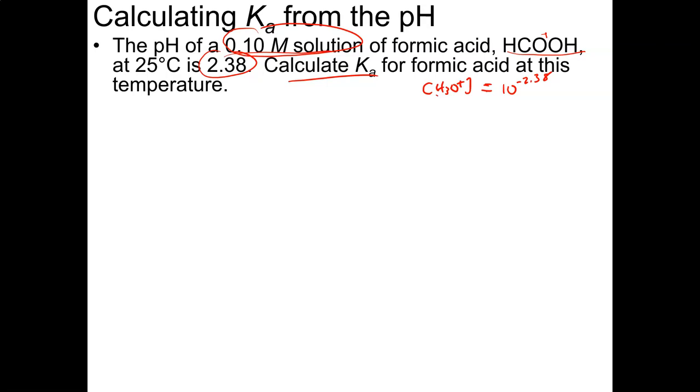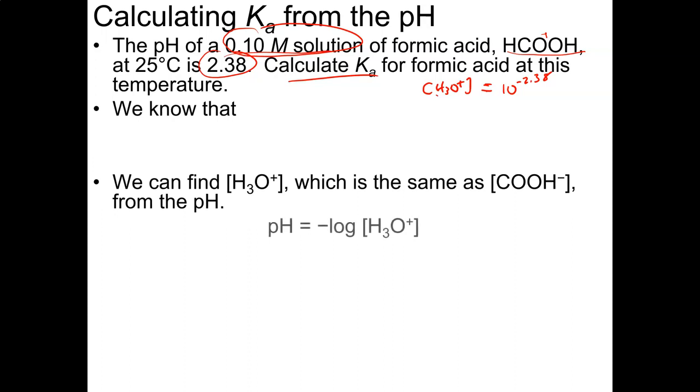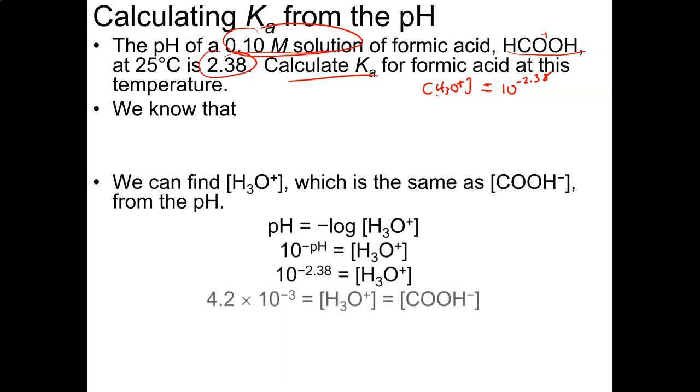So if I have the equilibrium concentration of hydronium, guess what else I have? The other product. So now I have the equilibrium concentration of both products and basically the equilibrium concentration of the reactant too, because it's going to be 0.1 minus this number. So when they give you pH, they're actually giving you the equilibrium concentration of the products, which is very useful. All right, so we know we can find H3O+, which is the same as HCOO minus, from the pH. So notice how I rearranged it. There's my number. So that's the concentration of H3O+, and it's the concentration of the anion as well, HCOO minus.